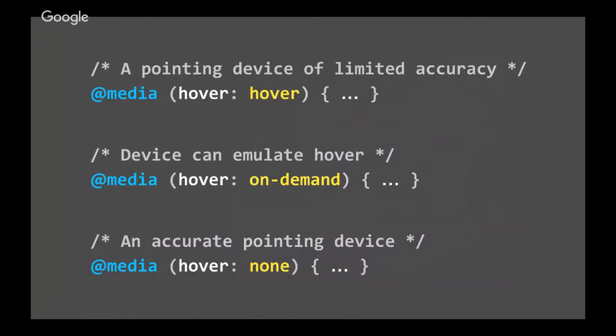Hover capability is also determined by the device's primary input mechanism. So you have hover, which is a pointing device of limited accuracy, on demand. So a device can emulate hover, and none, so there's no hover capability.